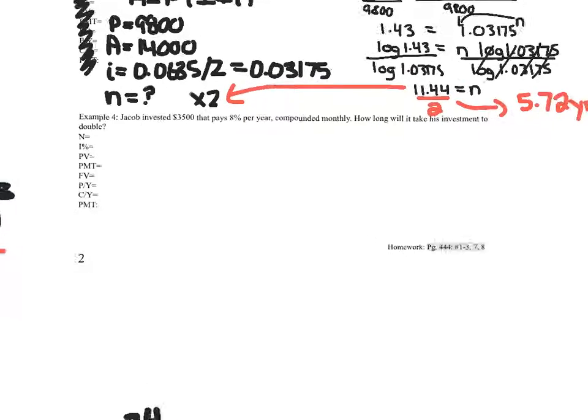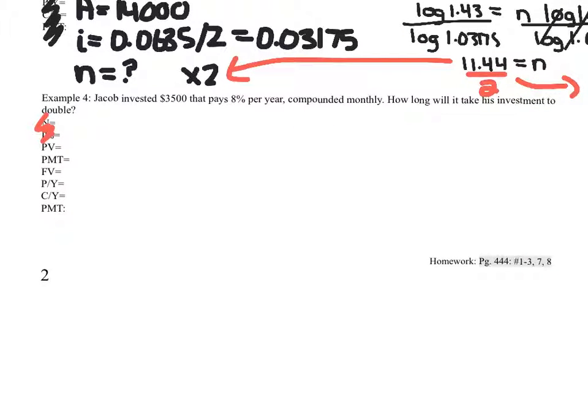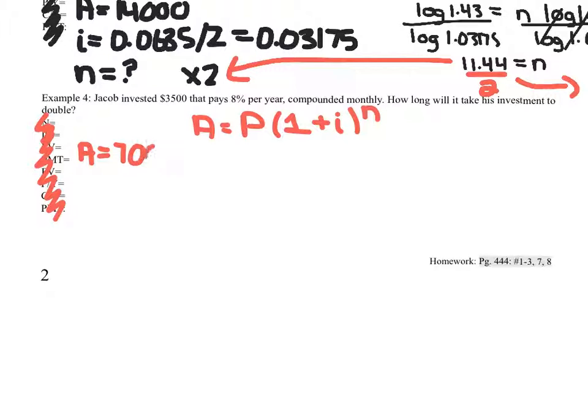Okay guys, let's take up the last question together here. Jacob invested $3,500 that pays 8% per year compounded monthly. How long will it take for his investment to double? Again, you're just going to use the basic formula: A equals P(1 plus i) to the power of n. Let's talk about what we have. Essentially we have what he wants in the end. You would double 3,500, so he really wants $7,000 in the end.